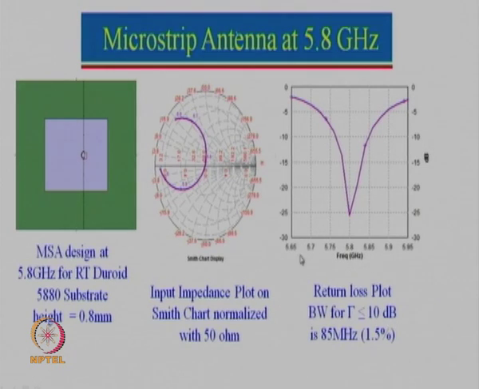Okay. So, this bandwidth here is about 85 megahertz, you can see from here to here, and this is at 5.8. So, you can take the ratio and that will give us the bandwidth. You can see this bandwidth is relatively small. So, we will see the techniques later on how to increase the bandwidth of the antenna.